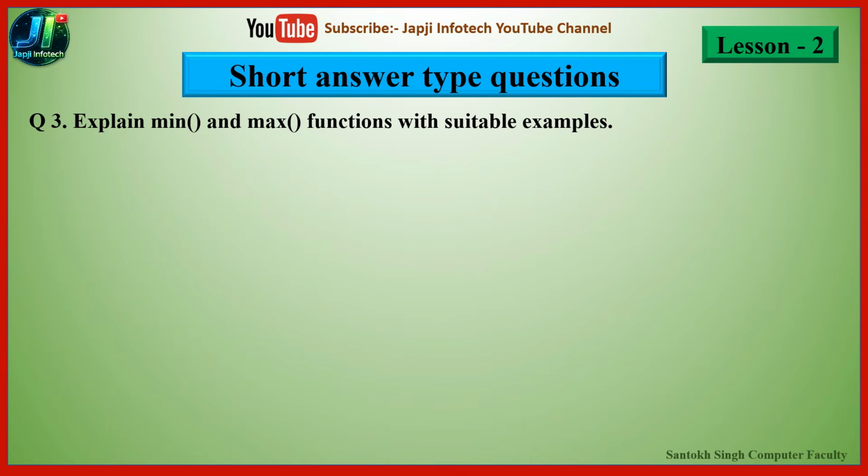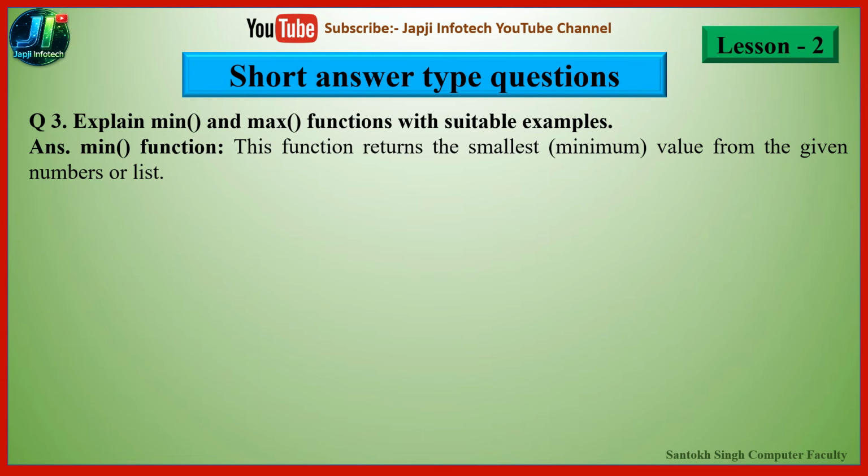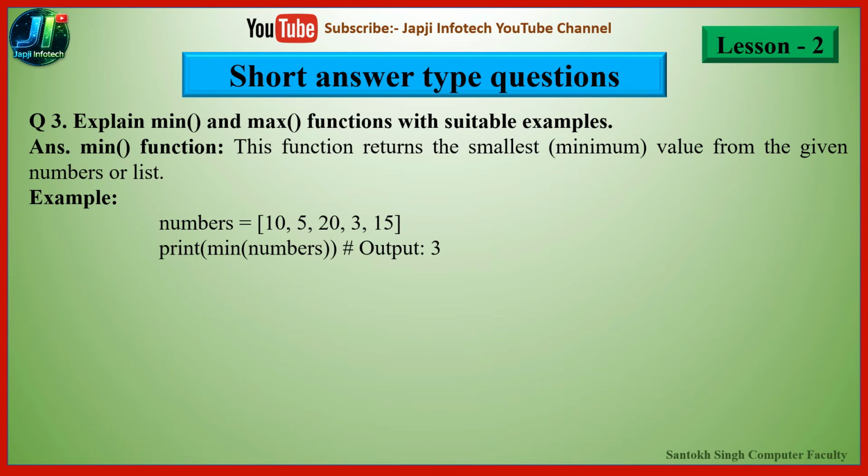So third question is explain min and max function with suitable examples, and the answer is, the first one is min function. This function returns the smallest or minimum value from the given number or list. So examples are numbers equal to, in the square bracket, 10, 5, 20, 3, 15, then write square bracket close. And then we can use the print function. Under the print function we write the min function, so under the min function we write down the numbers.